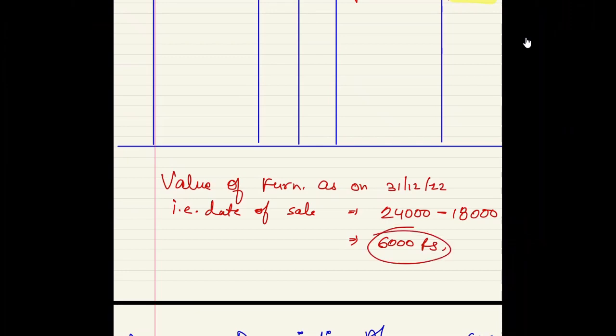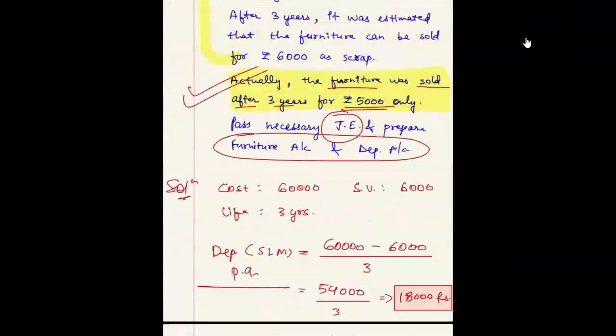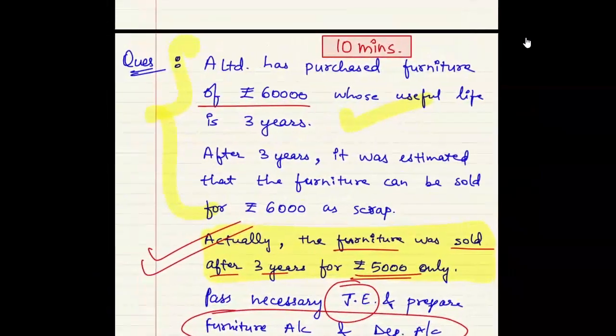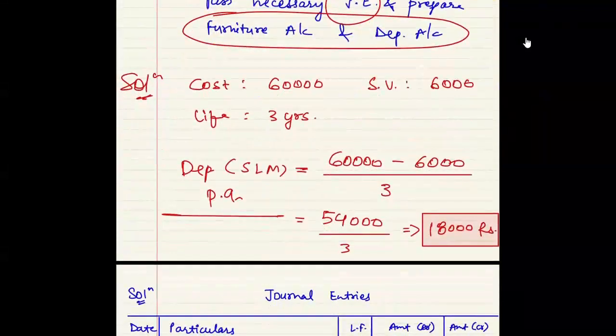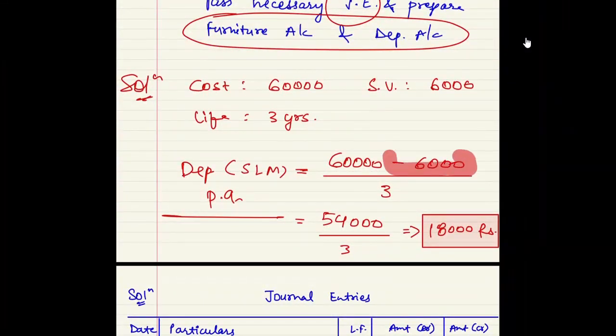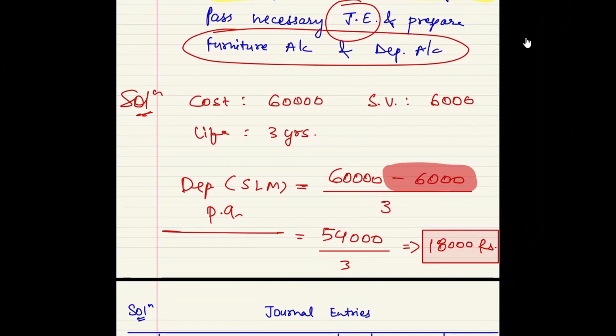What is this 6,000 in actual? See, in the question, we have already mentioned that the furniture can be sold for 6,000 as the scrap. So that is why 6,000 is remaining. We have applied the formula considering 6,000 as the scrap value. But what happened actually?